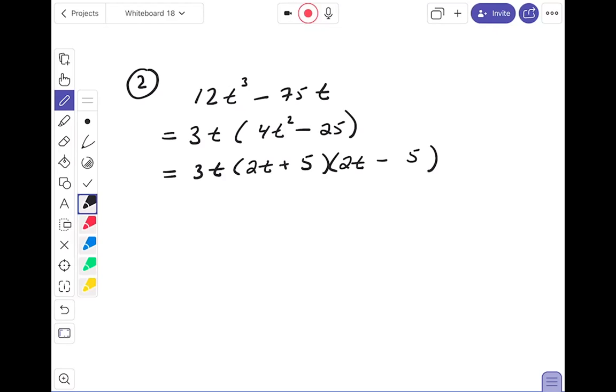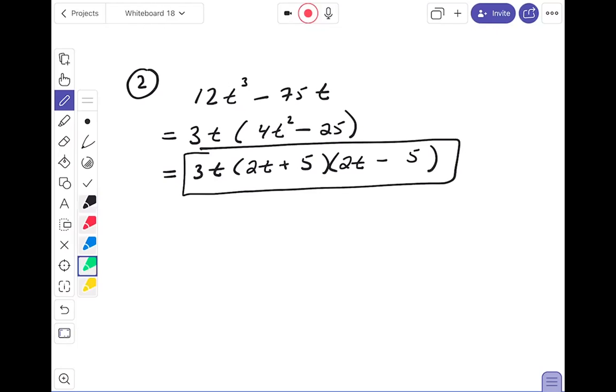My real concern is, do we get nothing in the middle? And we do, because we'd have 2t times minus 5 is minus 10t. And then we have 5 times 2t, which is 10t. Minus 10t plus 10t is no t's. And that's good. I want to recommend you still look at the answer key. Make sure you're staring at the same answers we're saying you should be staring at, which is 3t, 2t plus 5, 2t minus 5. Let's go to number 3.